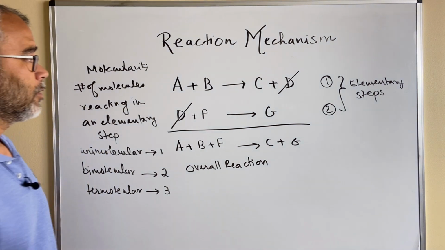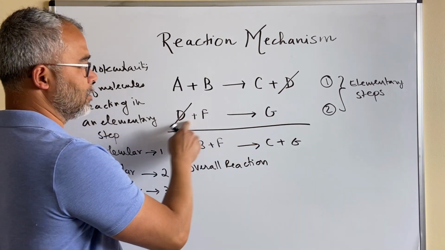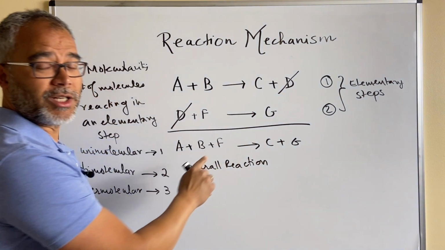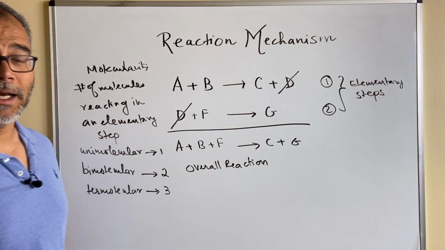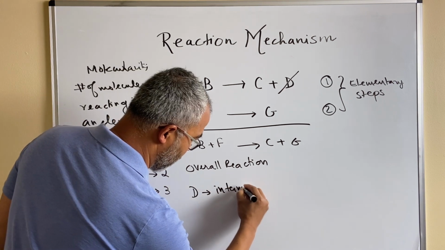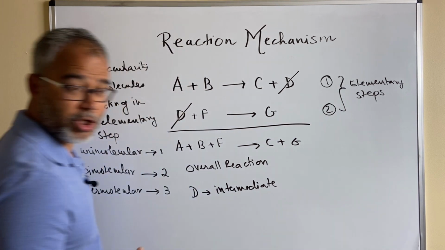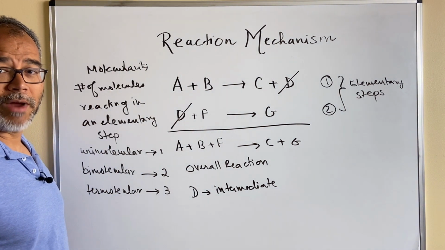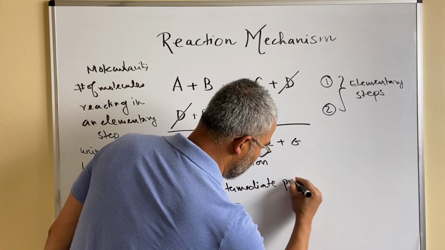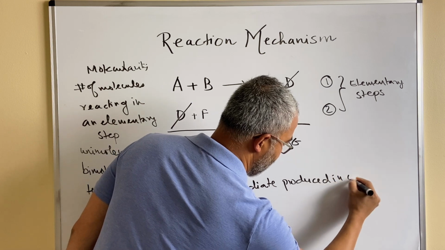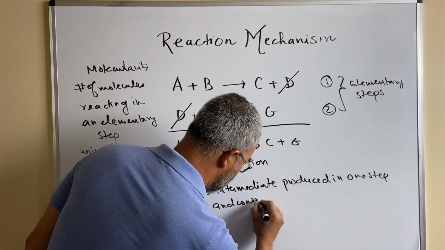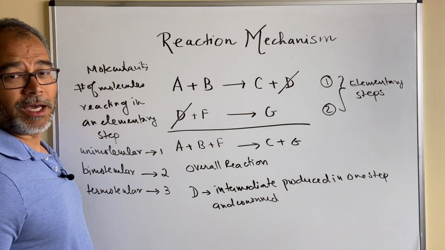Another thing to notice out here, notice carefully that D that got cancelled out was a product of step 1 and a reactant of step 2. The overall reaction does not have D in it. So what exactly is D? D is called an intermediate. An intermediate is a species that is produced during the course of a reaction in one of the elementary steps and is consumed in another elementary step. So it's produced in one step and consumed in another. So at the end, you don't have any intermediate left.